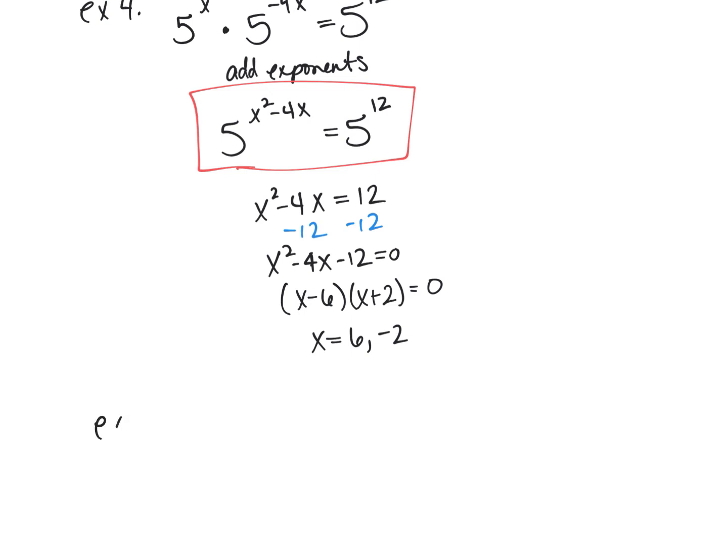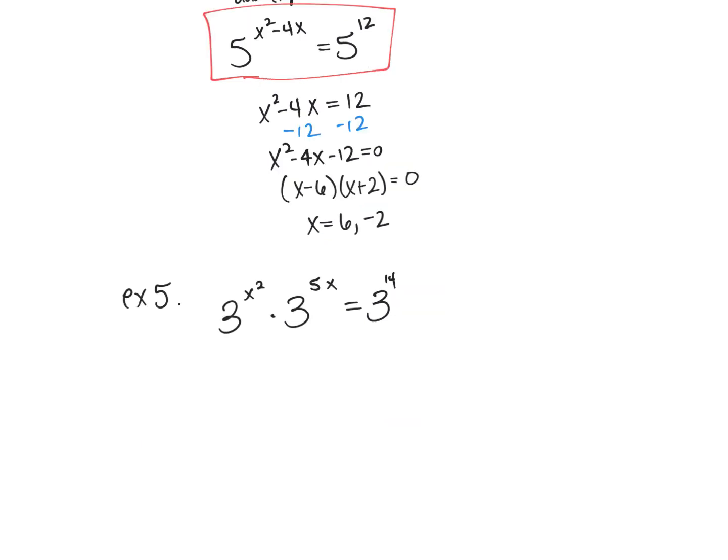All right, so let's try this one. This one you try on your own. 3 to the x squared times 3 to the 5x equals 3 to the 14. Try this one on your own. Our bases are all the same, so we're going to add our exponents on the left. So it becomes 3 to the x squared plus 5x equals 3 to the 14.